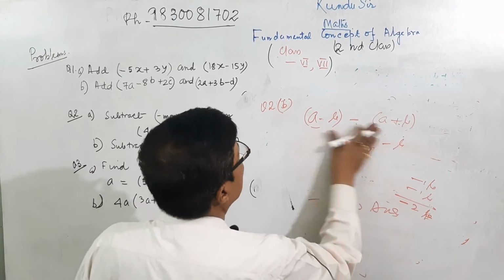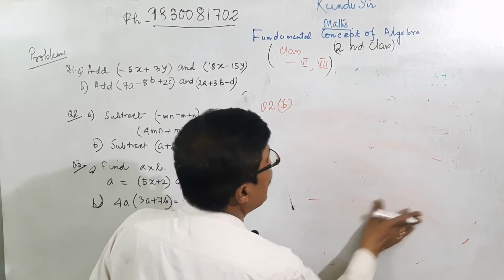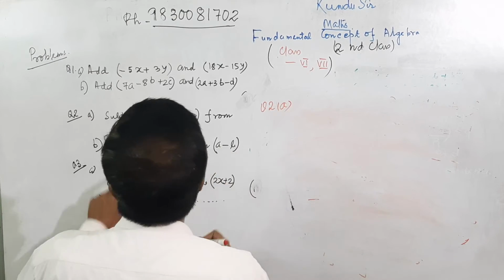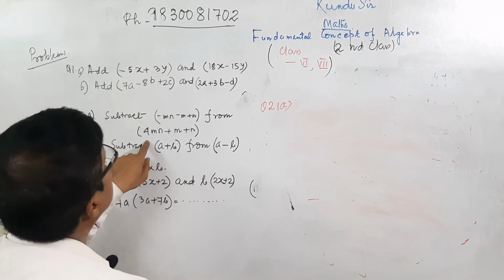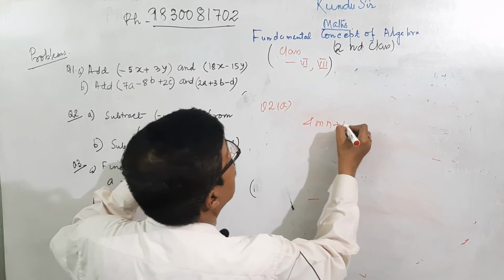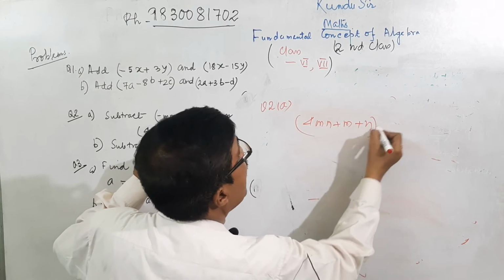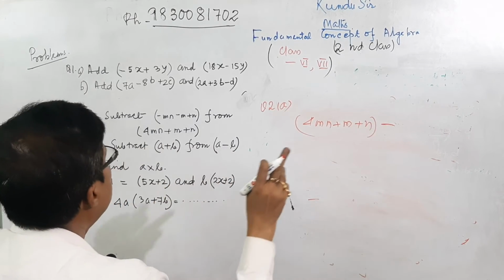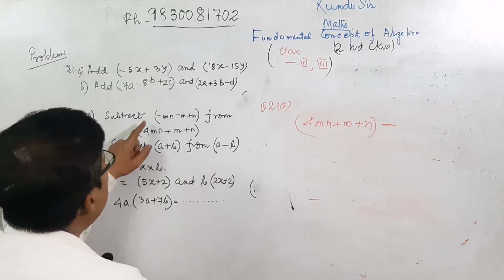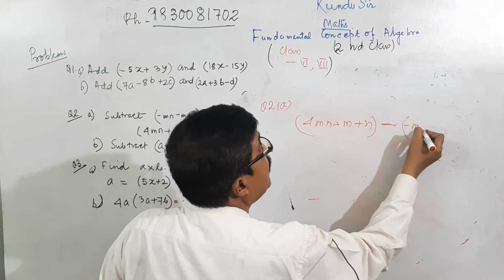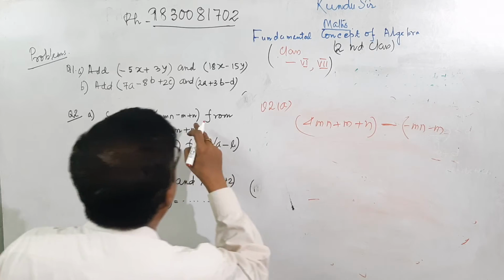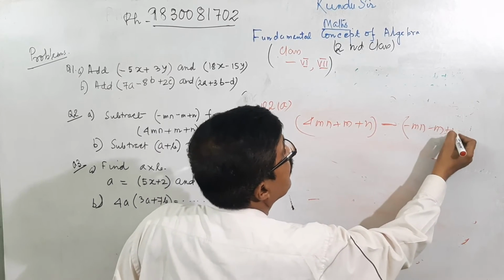Okay, no need of the duster. We are doing 2a now. Subtract this from this. First write down 4mn plus m plus n, and for subtraction we put minus, and here minus mn, then minus m and plus n.